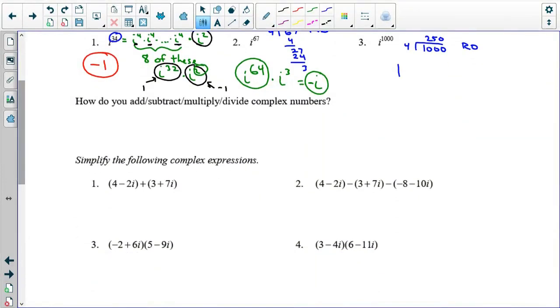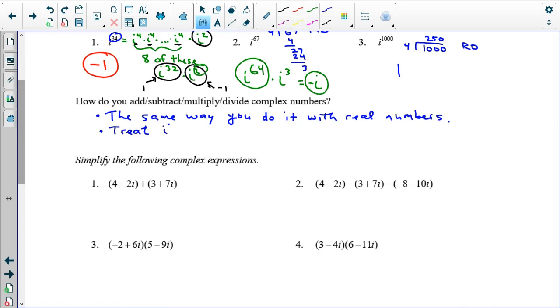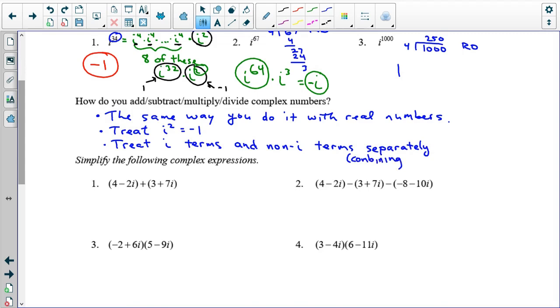How do you add, subtract, multiply, or divide complex numbers? The same way you do it with real numbers. Now, there are a couple of caveats. You must treat i squared as -1, and you must also treat i terms and non-imaginary terms separately. So ultimately, that means that you are combining like terms.